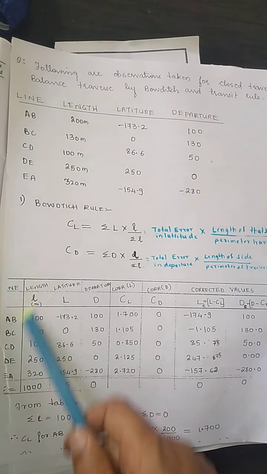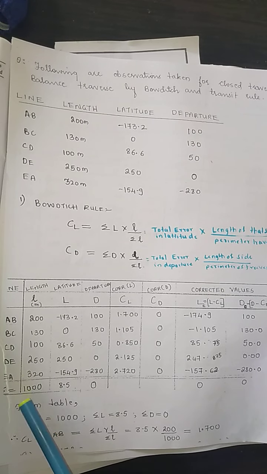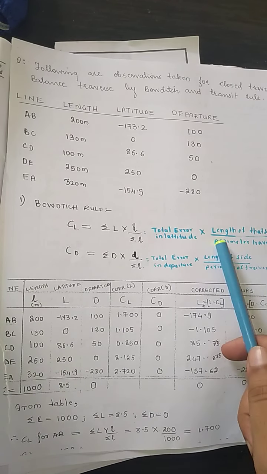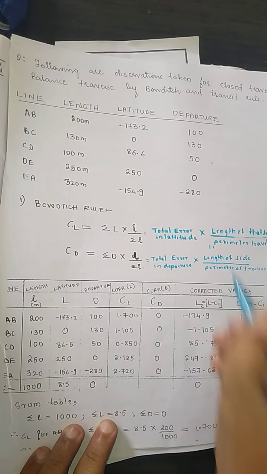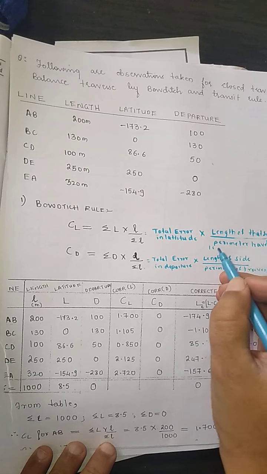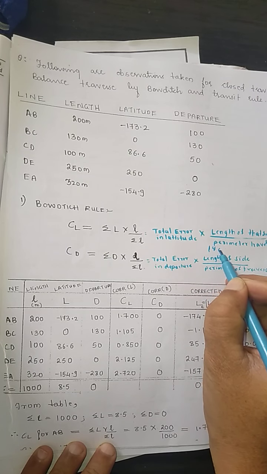So the perimeter you have determined by adding all the lengths. That is the answer, the perimeter is 1000. So this value you have already determined, it is 1000. Here it is going to become 1000. Okay, the length of the perimeter of the traverse is 1000.